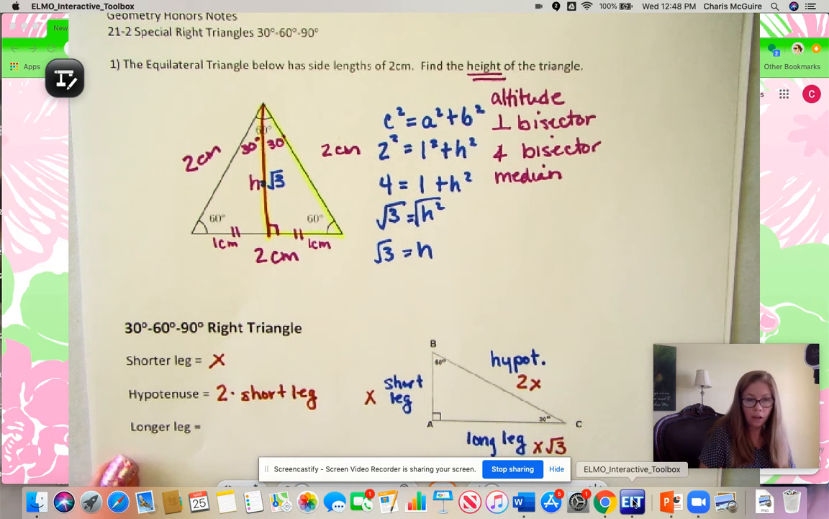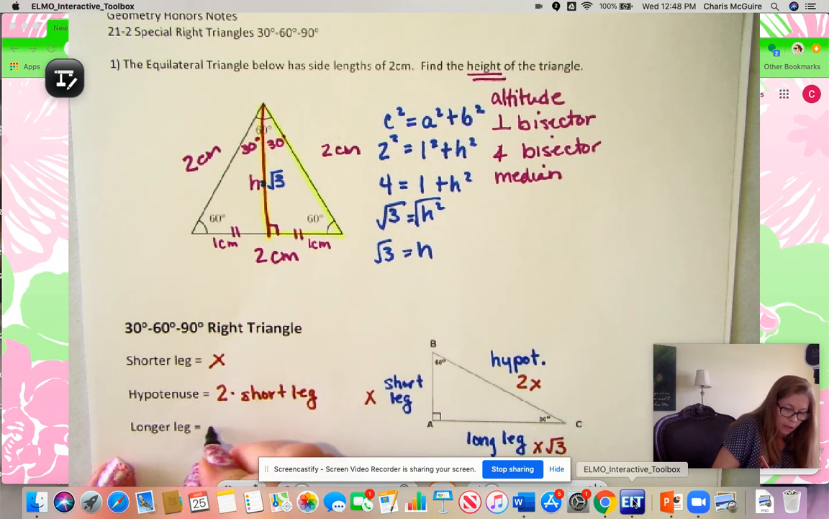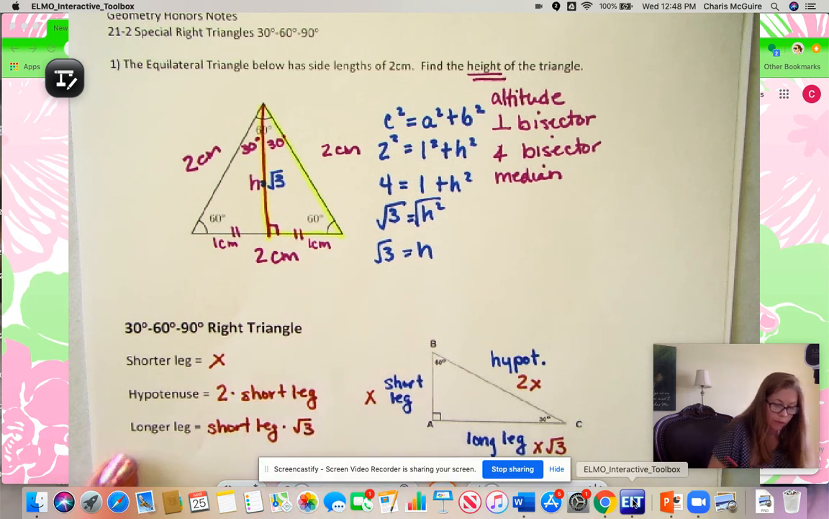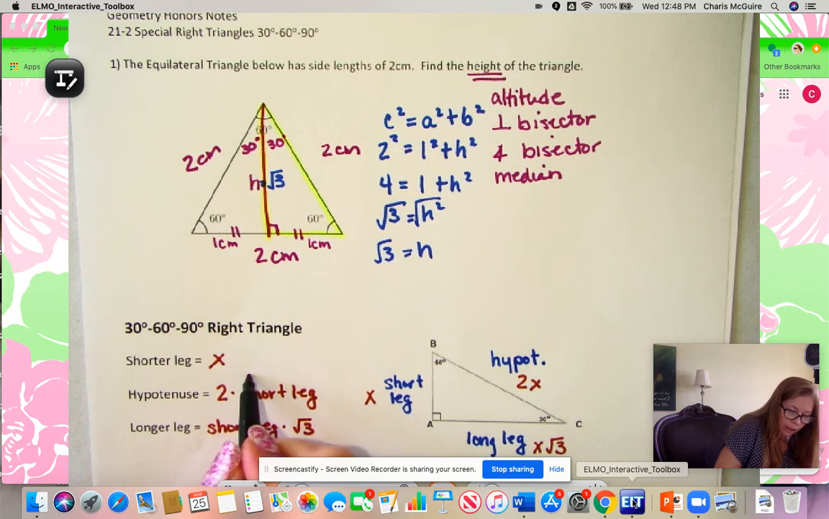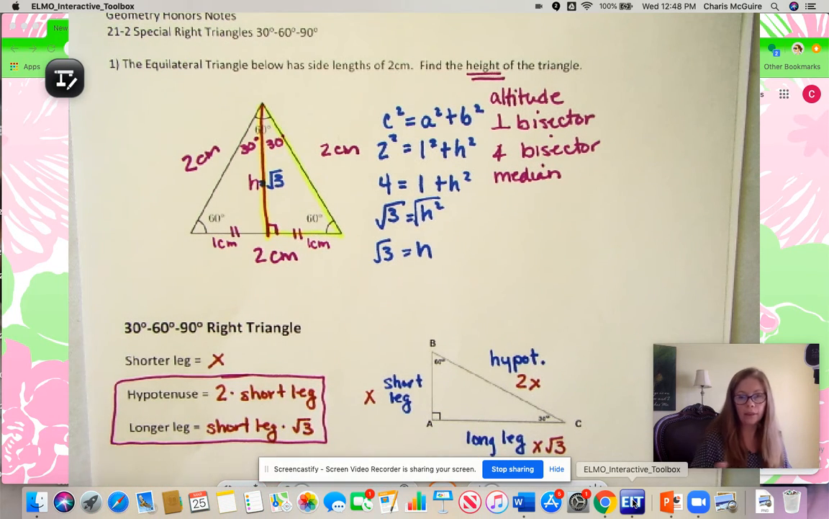And then the longer leg is going to be the short leg times the square root of 3. And so these are the 2 formulas that you want to memorize right here. If you used formulas in the last triangle, you're more than likely going to use formulas for this triangle. It'll be really helpful.